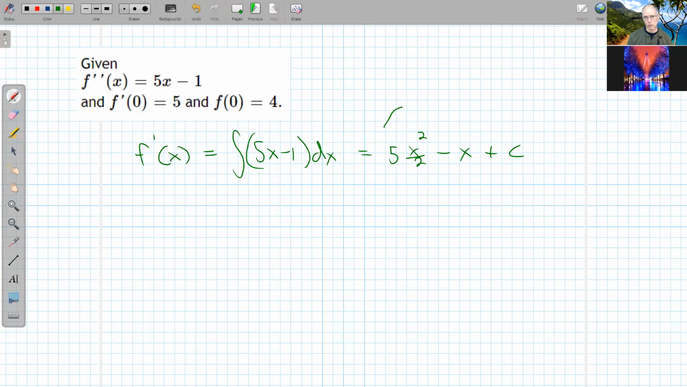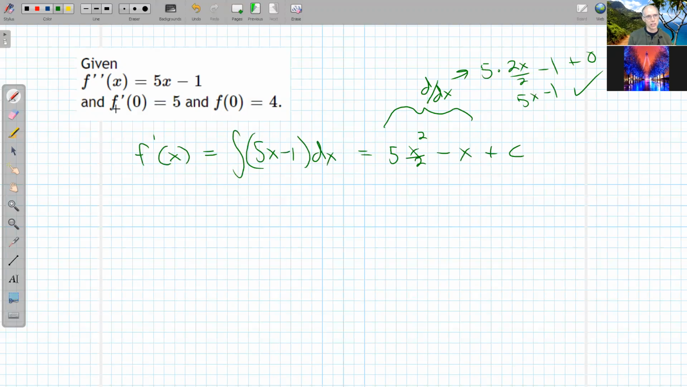If you take the derivative of that right there, double check, that would be 5 times 2x over 2 minus 1 plus 0, which is 5x minus 1. So that does check. I do have the right derivative. So usually with antiderivatives, I check by taking the derivative because I'm more comfortable in that version over there.